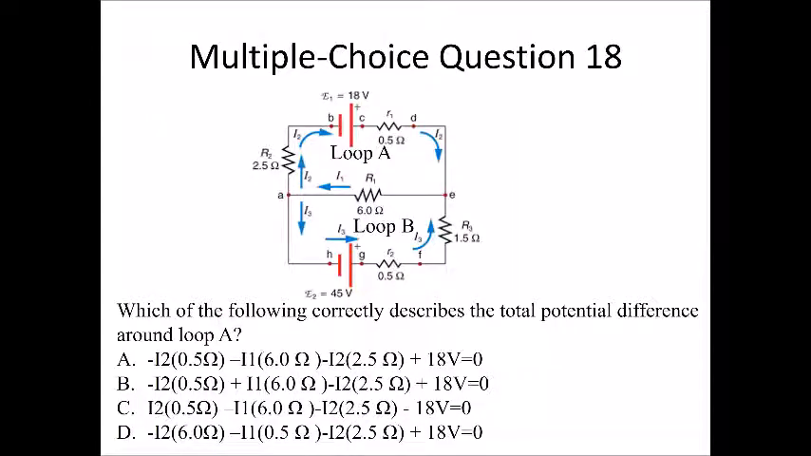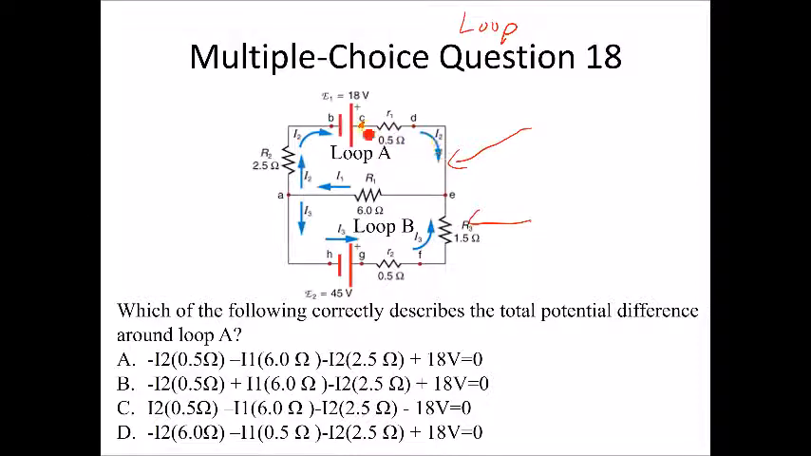All right, so number 18, which of the following correctly describes the total potential difference around loop A? Here we have a complicated circuit. We've got loop A up top, loop B on the bottom. This is where we want to use Kirchhoff's loop rule. Kirchhoff's loop rule essentially says that all the potential drops and raises across a loop have to add up to be zero. It's another way of stating the law of conservation of energy. So let's start off. We could pick any point to start at, but I'm going to start right about point C.